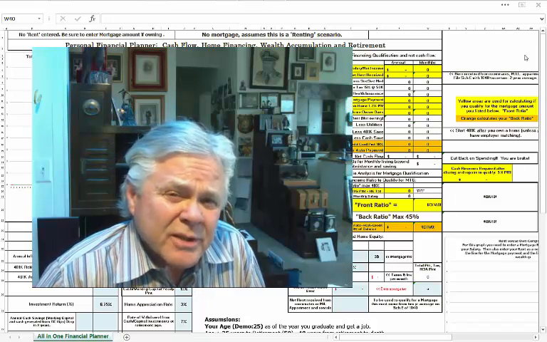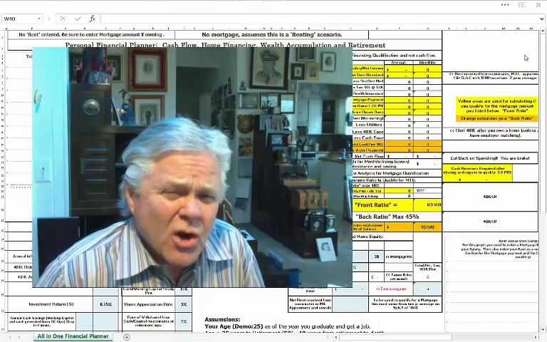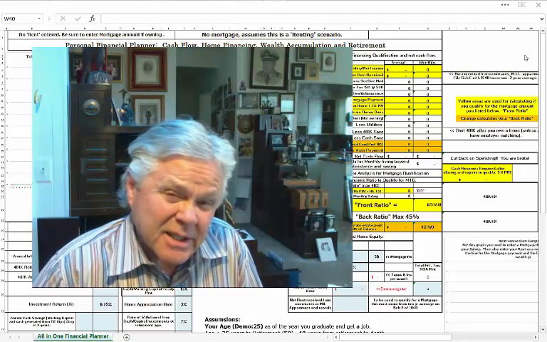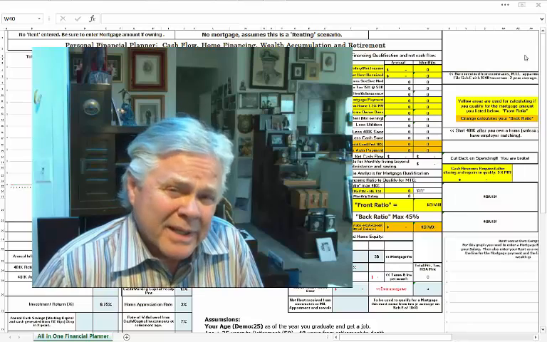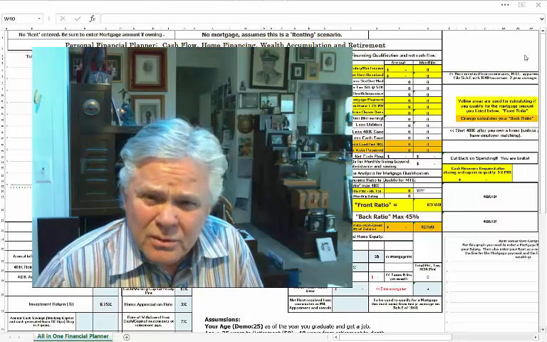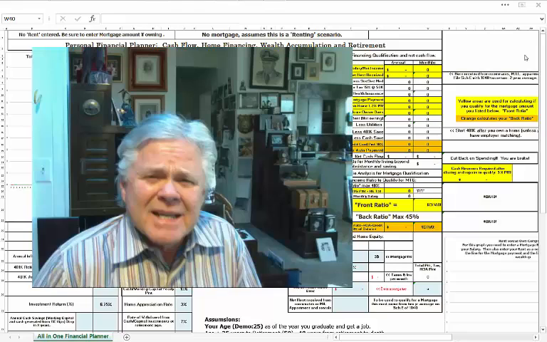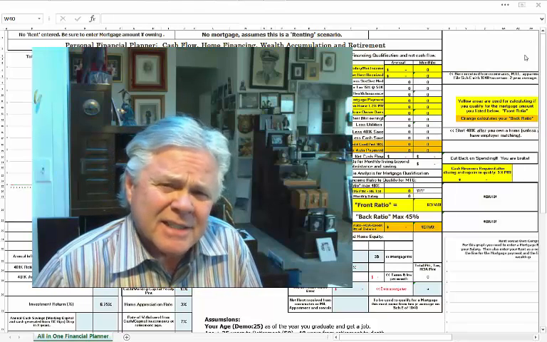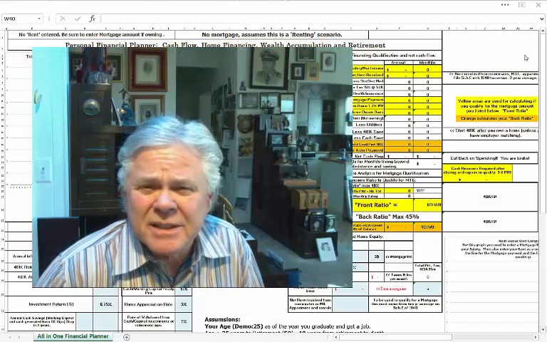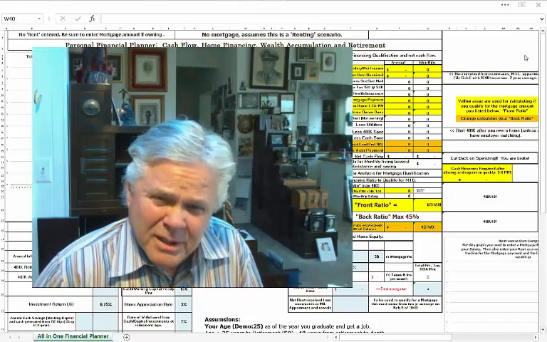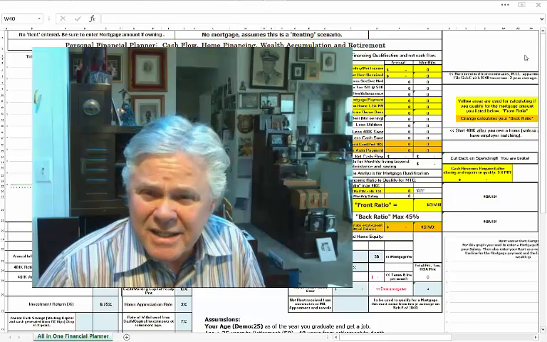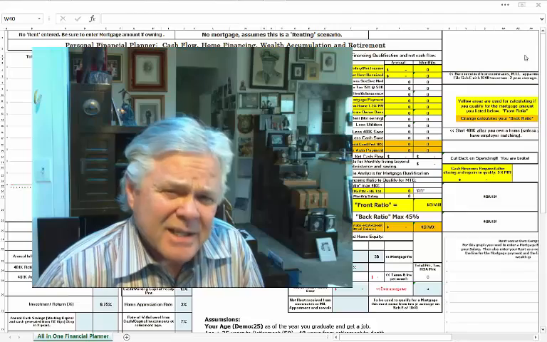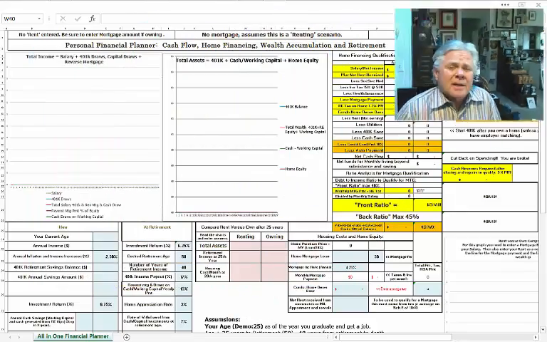This will be a demonstration of how to use this all-in-one financial planning tool I've created in Excel. My hope is that you will use this tool to help plan your future and achieve your goals. Stephen Covey says in his book The 7 Habits of Highly Effective People to begin with the end in mind. So this is a tool to help you begin with the end in mind.